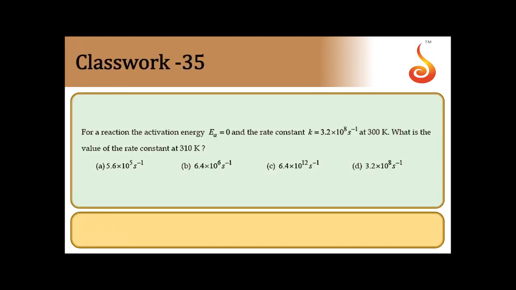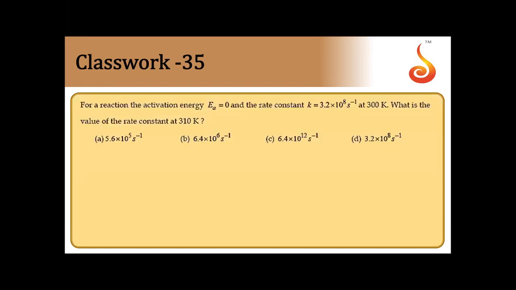Then 35. For a reaction, energy of activation EA is equal to 0. The rate constant is given. What is the rate constant value at 310 degrees Celsius? The value of EA is equal to 0 means, that is a formula, K is equal to A into e to the power of minus EA by RT. When EA is equal to 0, K becomes equal to A. Means K value is a constant, independent of temperature. So K value cannot change.